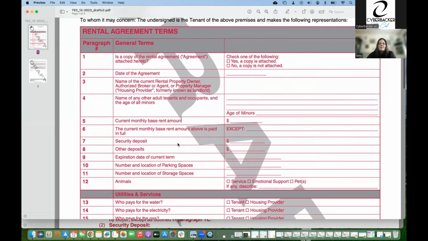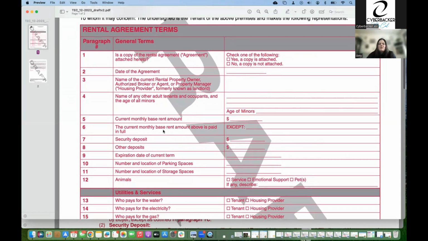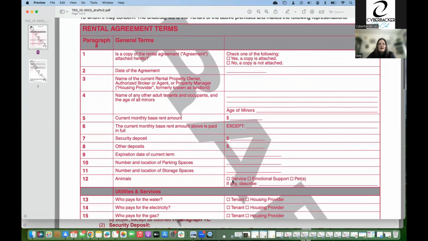Current monthly base rent amount. The current monthly base rent amount above is paid in full except, right? So we're assuming it's paid in full except what you fill out there. Security deposit goes here, other deposits there. Maybe there was a pet deposit or a waterbed or furniture deposit. Expiration of current rent term, number and location of parking spaces, number and location of storage spaces, any animals, service, emotional support, pets, if any, described.